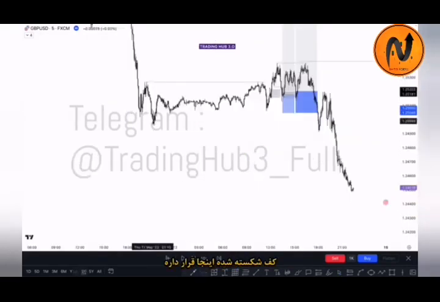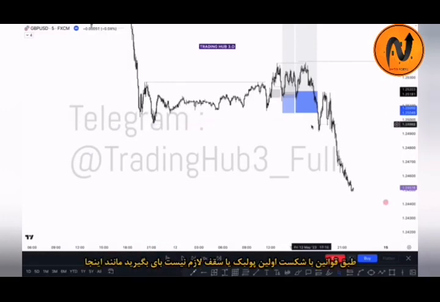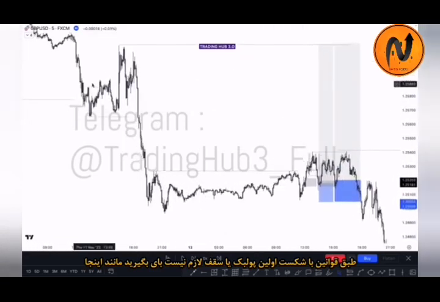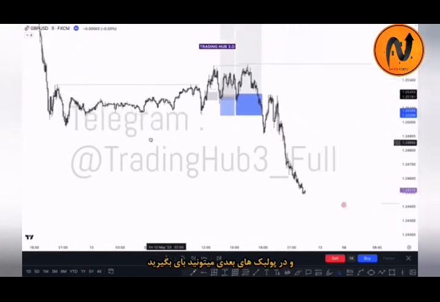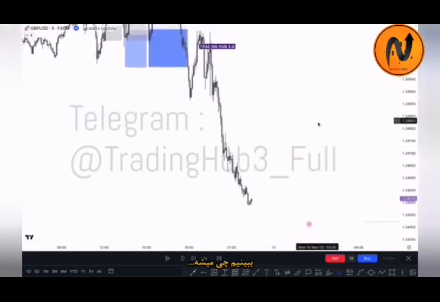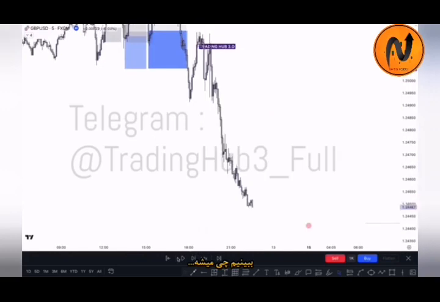This low is broken here, right, by this move. Okay, so the first pullback is broken, you don't need to buy here as we have done here, right? First pullback is broken, you don't need to buy here like this. On the next pullback you can buy here. So let's see what happened next after this one, and then we can buy here after this one.